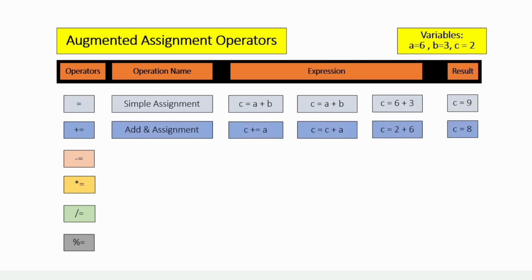Now moving on to the next operator, which is add and assign. The expression for that is C plus equal A, and it has the same effect as C is equal to C plus A. If we put the values of C and A into this expression, the result of it will be assigned to this variable C. And the value of variable C, which is on the left side, will always get updated.